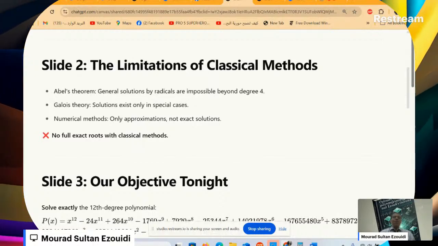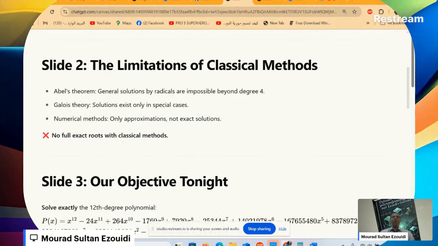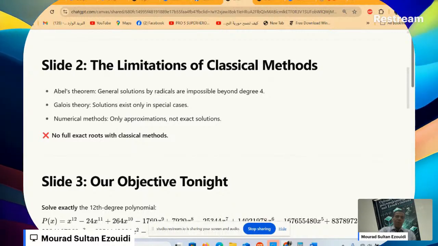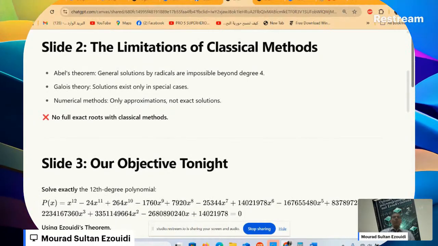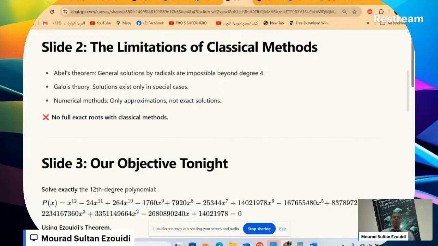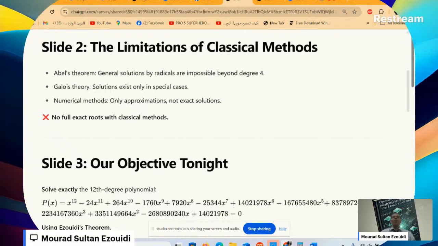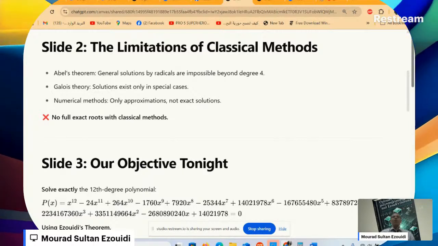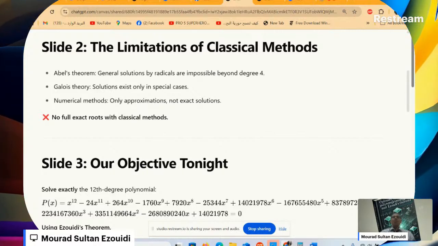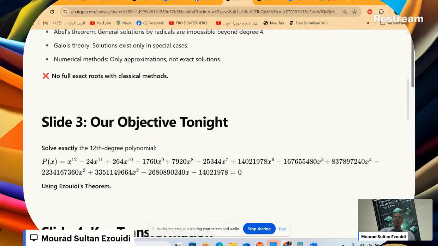You can see that by Abel's theorem, a general solution by radicals is impossible beyond degree 4, that is, for degrees 5, 6, and so on. Galois solutions exist only in special cases. Numerical methods give only approximation, not exact solutions. Meaning all these classical methods, including Abel, Newton, and Ferrari, will give approximated truths, not full exact truths.